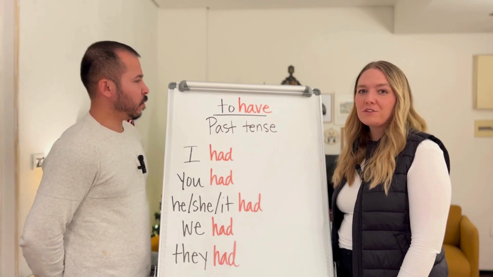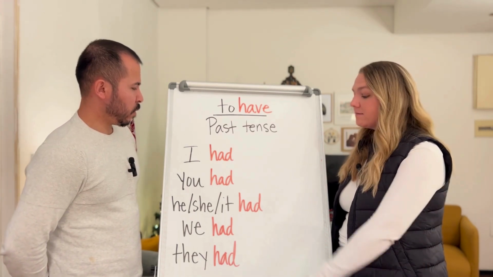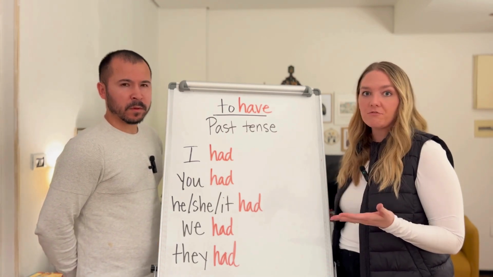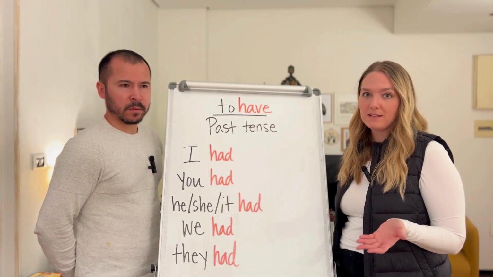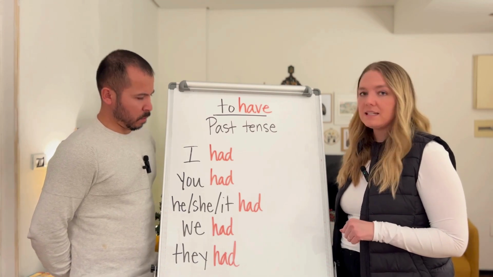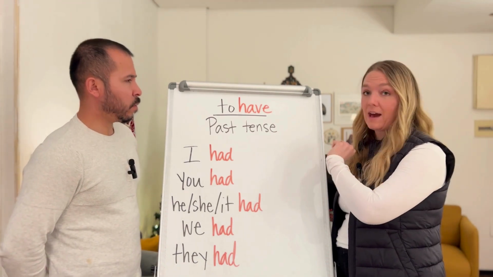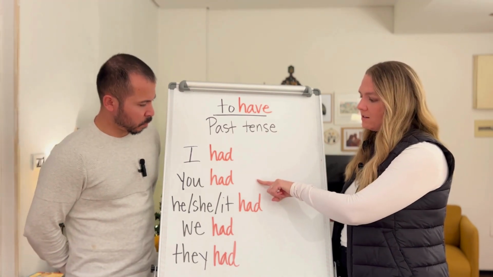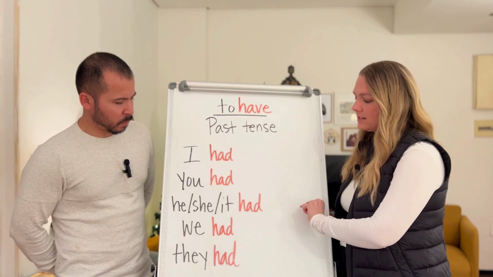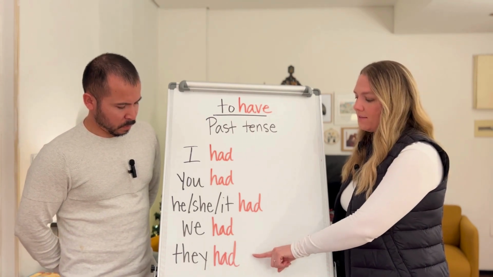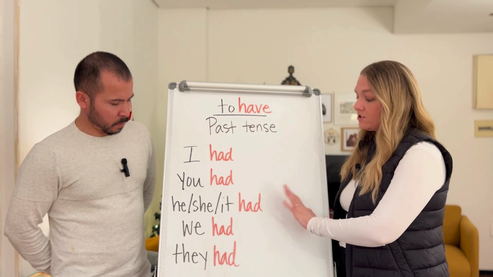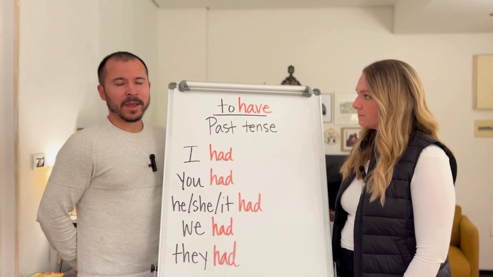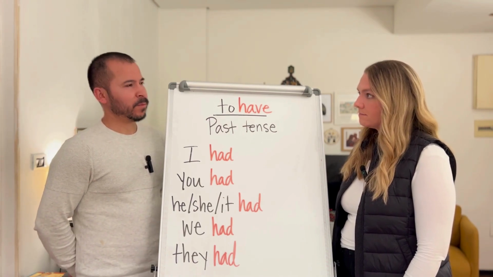The way we use the verb to have in the past is again in an irregular way, which means it's not regular. It's different from how you would normally do a past tense verb. So we do not add ed to have. We do not say halved. We say had for each subject. I had, you had, he, she, it had, we had, and they had. Yesterday, she had a birthday party. I had a great day yesterday.